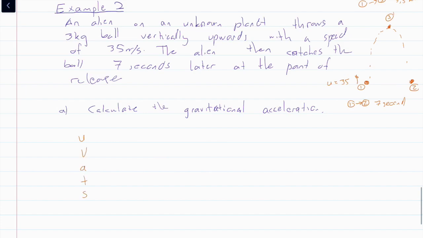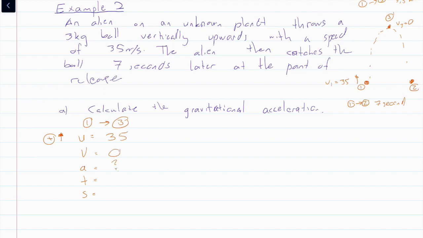UVATS. He throws it upwards, so I'm going to take upwards as being positive, and I'm going to deal from 1 to 3, because I think that'll be the easiest, since I know that the velocity at 3 is equal to 0. Velocity at 1 is equal to 35, so my initial is 35 and my final is 0.